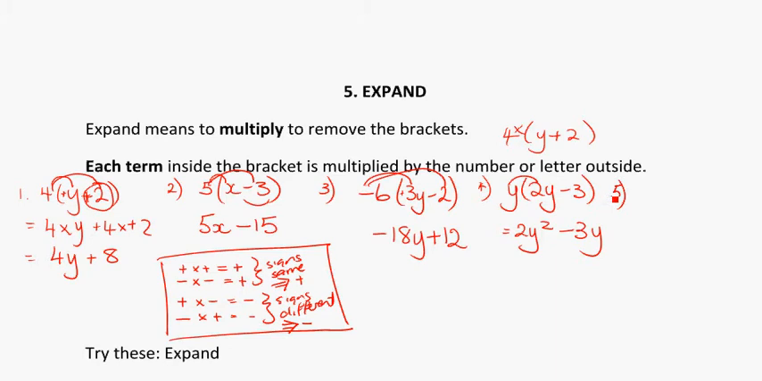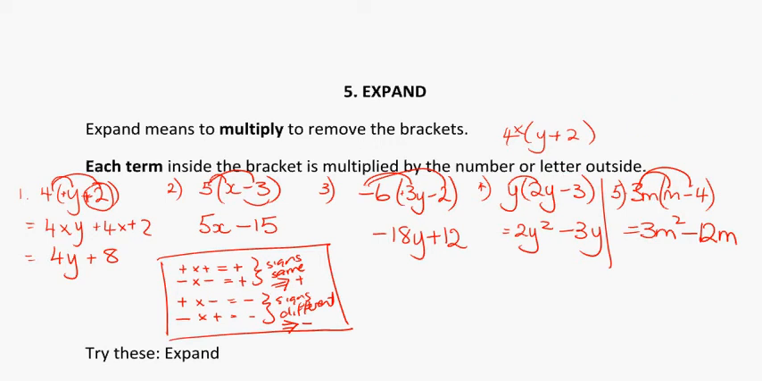Okay, what if there is a number and a letter outside? 3m times m minus 4. Okay, multiply the first terms together. 3m times m, as you know, is 3m squared. 3m times negative 4, the signs are different, plus times a minus, so you're going to get a minus, and 3 4s are 12, and we have an m there as well.